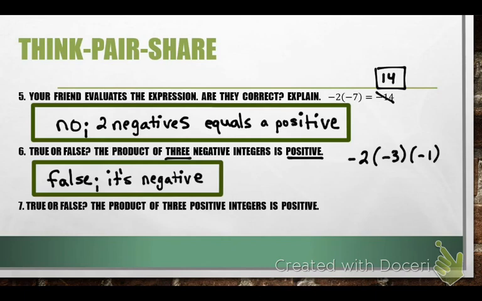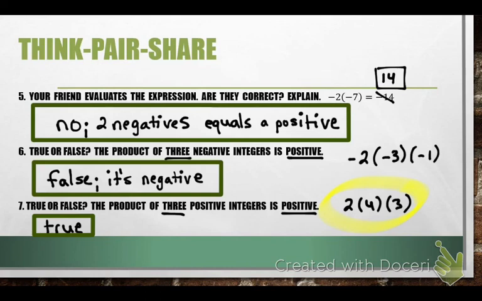Final problem of the day. True or false? The product of 3 positive integers is positive. I'm going to go ahead and underline 3 and positive. So give yourself an example. 2 times 4 times 3. Would that be positive? Yes. That is correct. A lot of times when you get these true and false things, it helps to give yourself a little example like this over here so you can picture it or visualize it a little bit better, okay? And there will be questions that are true and false like this on your quiz coming up on Friday, okay?